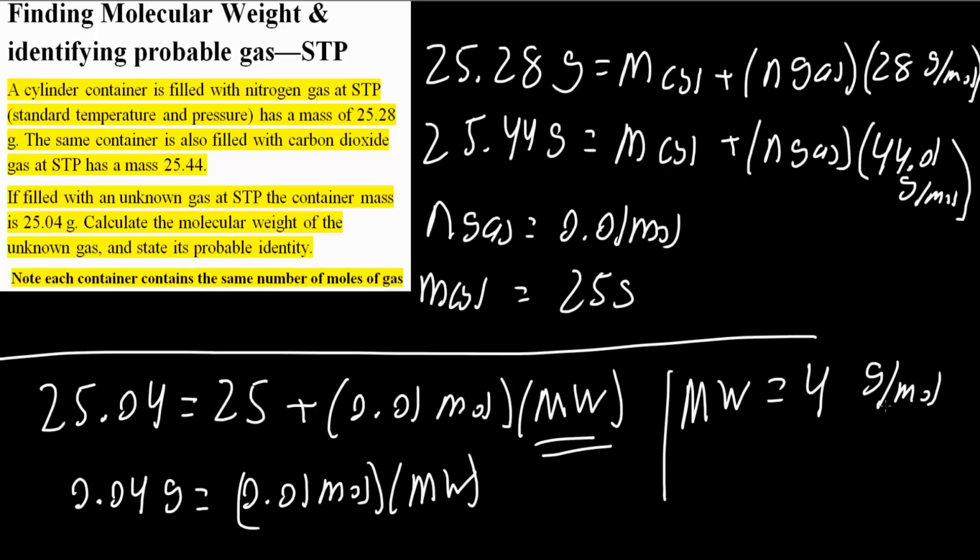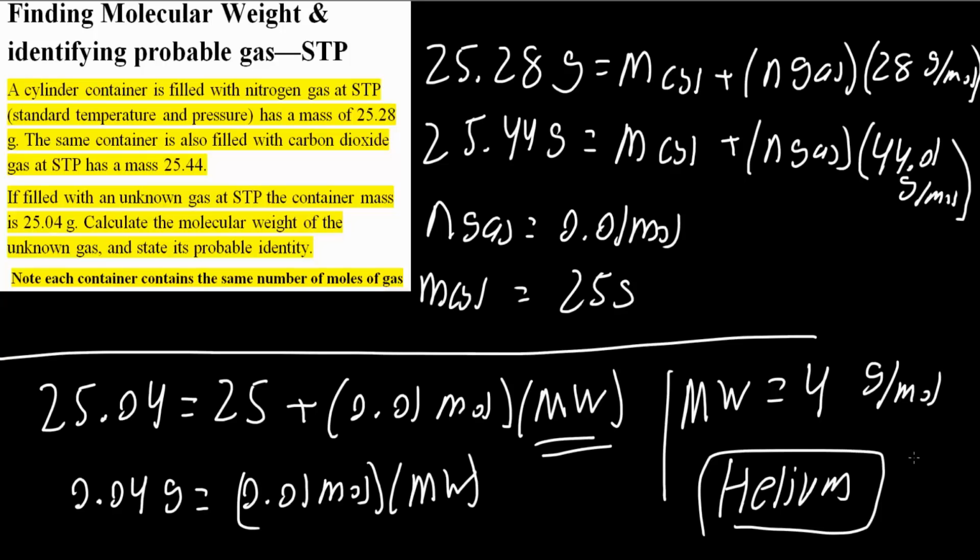4 grams per mole molecular weight would correspond to helium on the periodic table. So this is the molecular weight, and this is the probable identity. And that's all we need to do for this problem.